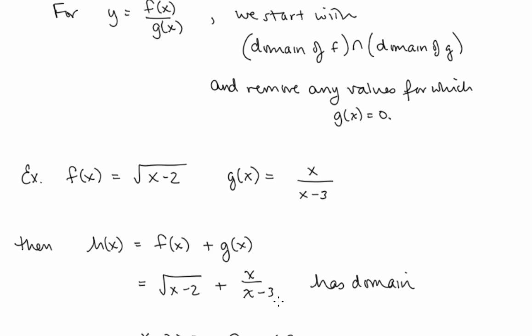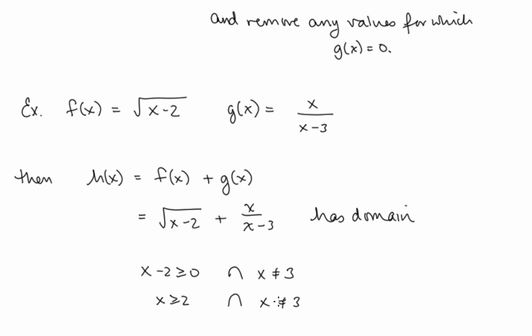So let's take a look at an example. f of x is equal to radical x minus 2, and g of x is equal to x over x minus 3. So let's consider h of x to be f of x plus g of x. Let's find its domain. Well, we know that this function is going to be radical x minus 2 plus x over x minus 3. That's how it's defined. Well, our domain here is going to be x minus 2 greater than or equal to 0. So that's x greater than or equal to 2. And our domain here is going to have x not equal to 3, so that our denominator is not equal to 0.